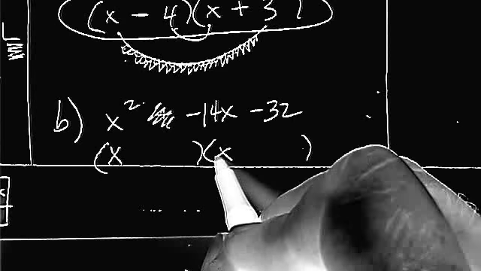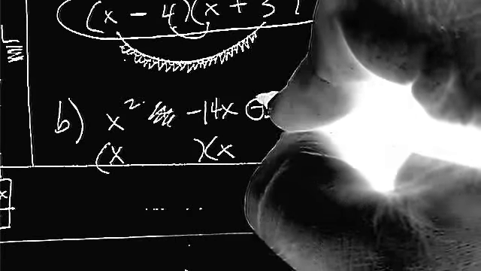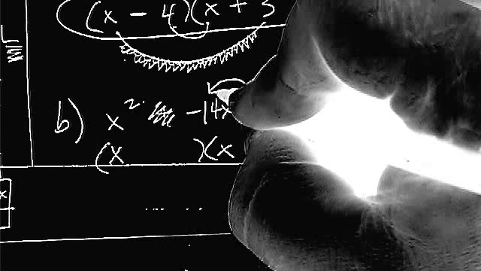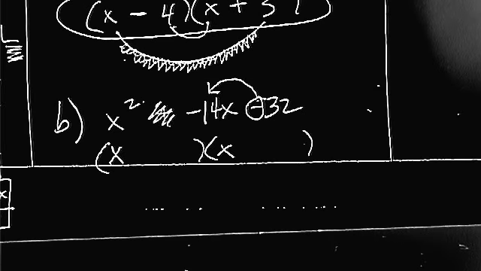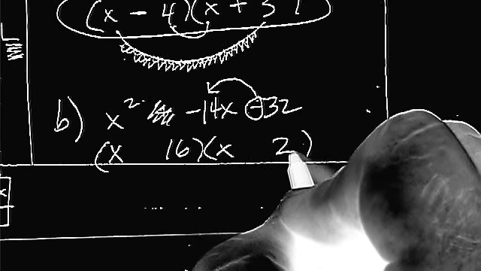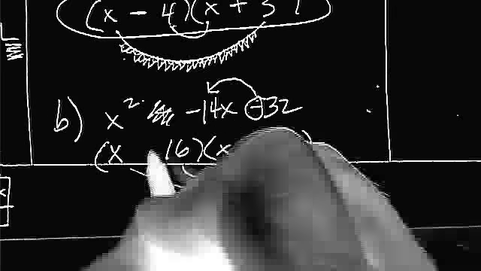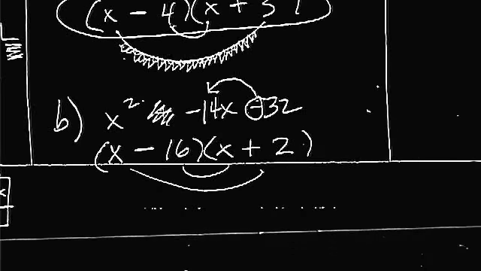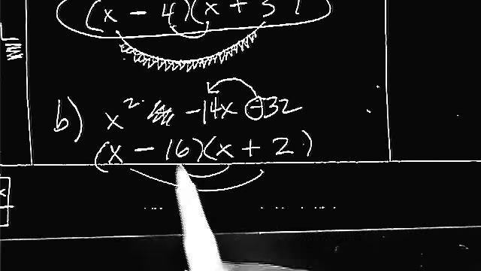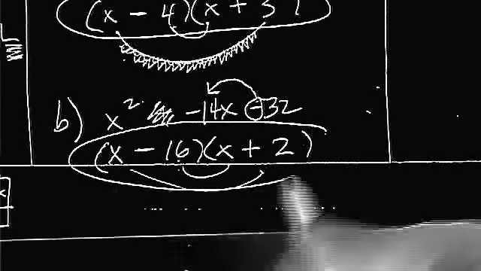We've got an x and an x. Factors of 32: there's lots of factors of 32, but they have to have a difference of 14 units. They have to be 14 units away from each other. So 8 and 4 are not a good choice, because they are only 4 units away from each other. We need them to be 14 units away, so it'd have to be 16 and 2. When you do the insides and the outsides, we want negative 14x, so it has to be a negative 16 and a positive 2. Their product would be negative 32, and their insides and outsides would add up to negative 14x.